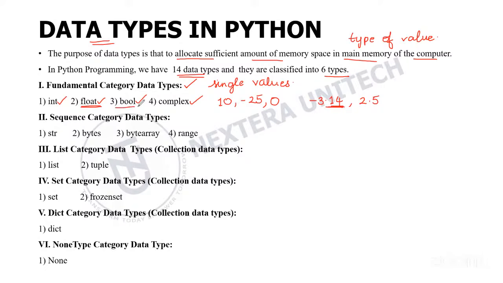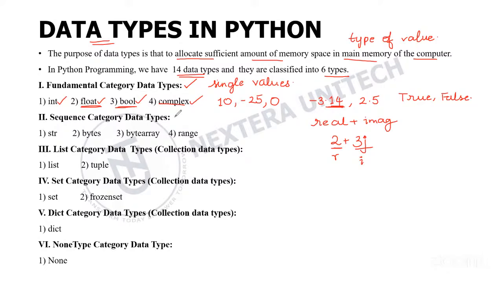And Boolean is nothing but true or false values. And complex is nothing but values which have a real plus imaginary part, for example, 2 plus 3j. So this is the real part and this is the imaginary part.